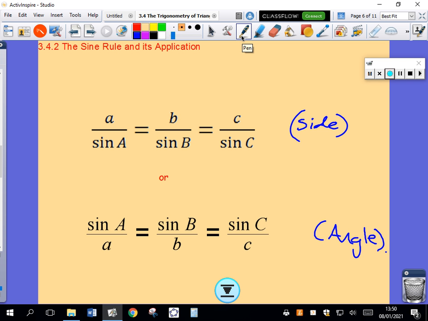Of course, what's important to remember when you're using this is that the angles are capital A, capital B, capital C, and the sides, little a is opposite angle big A, little b will be opposite angle big B, little c will be opposite angle big C. And these will work for any triangles, not just right triangles. Okay, at Junior Cert you solved only for right triangles.